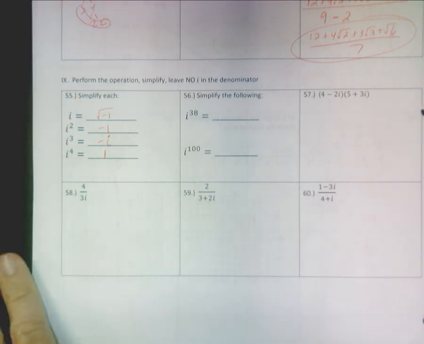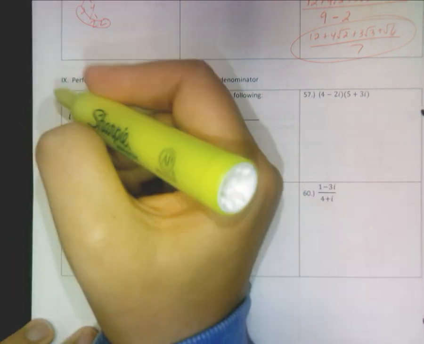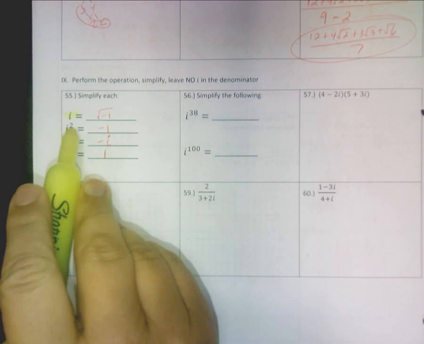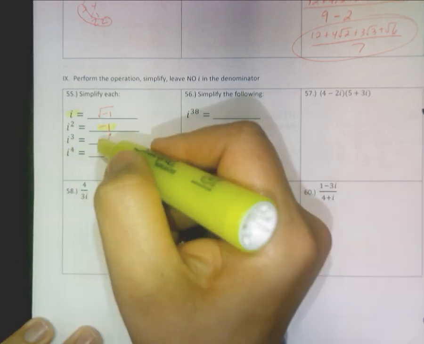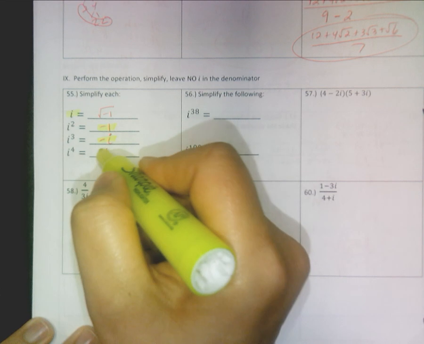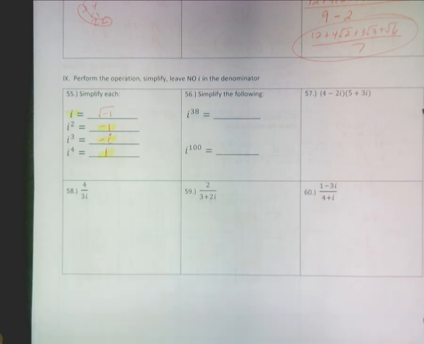When I ask you to simplify, you don't ever write i squared, you would write -1. You don't ever write i cubed, you would write -i, and then i to the 4th is 1. These are the ones that I highlighted are the ones that you will always write as a simplified form.